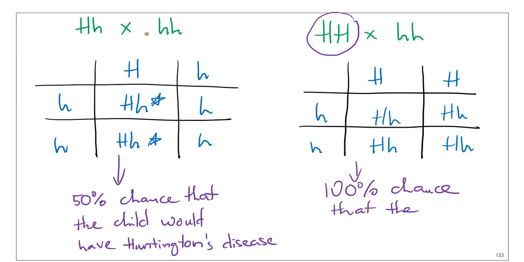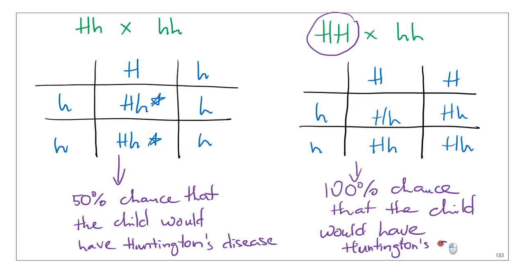So it is rarer than this case, that the child would have Huntington's disease. So to answer the question, there is either a 50% chance or a 100% chance that a child of someone with Huntington's disease will also develop the condition.